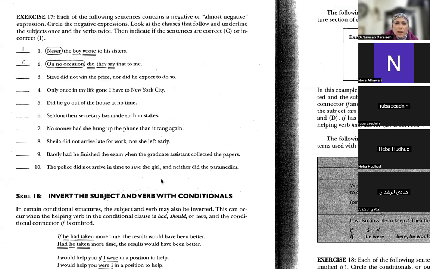طيب بدي أعطيكم أنا بريك مدته ربع ساعة، وبنرجع لنأخذ invert the subject and the verb with conditionals، وبعدين بنقول لكم يعطيكم العافية. أنا عارفة إنه many of you guys want to watch the football match, right? So خلينا على بس هاي invert the subject and the verb بعد ما نرجع من الاستراحة.